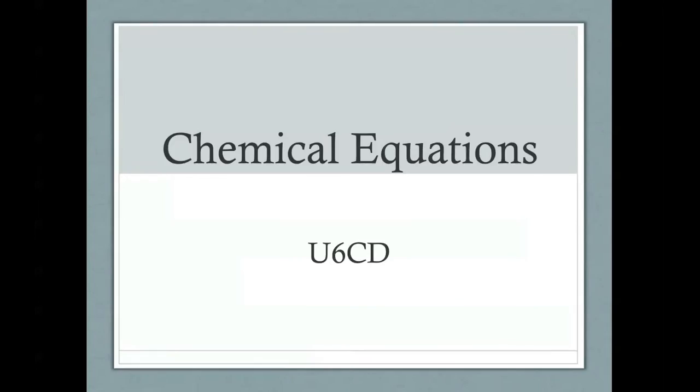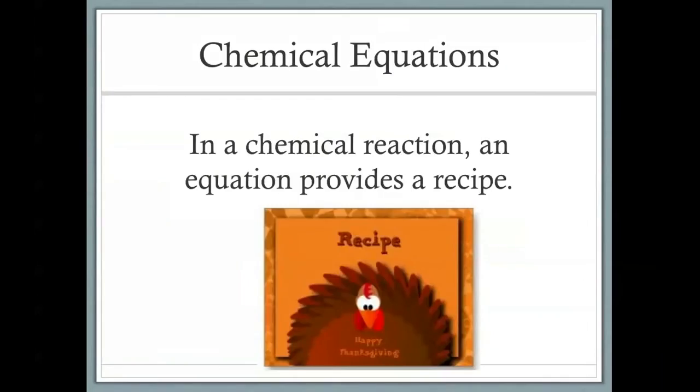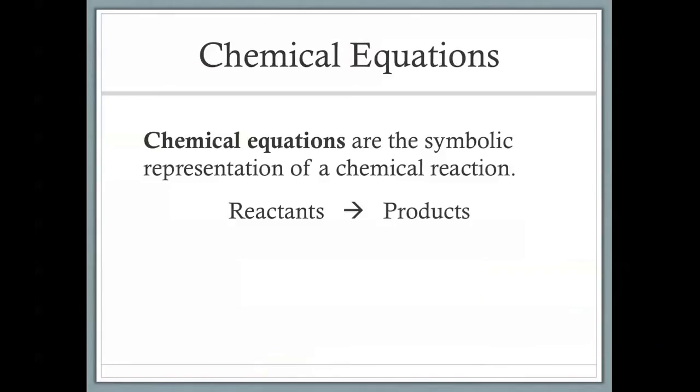All right, welcome. We're going to be focusing on how to balance chemical equations, but we're basically going to review right now why we do it. Again, a chemical reaction is just an equation that basically provides us a recipe. It tells us our reactants and our products, so what goes in and then what's produced at the end.